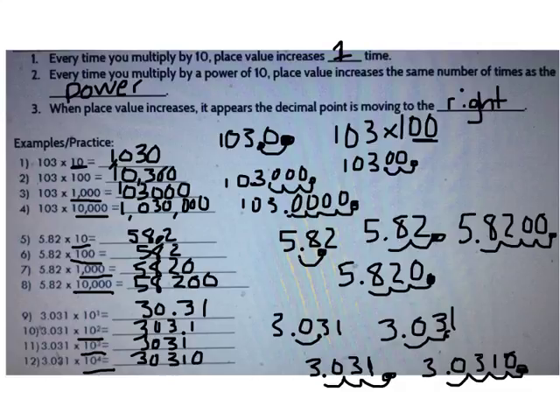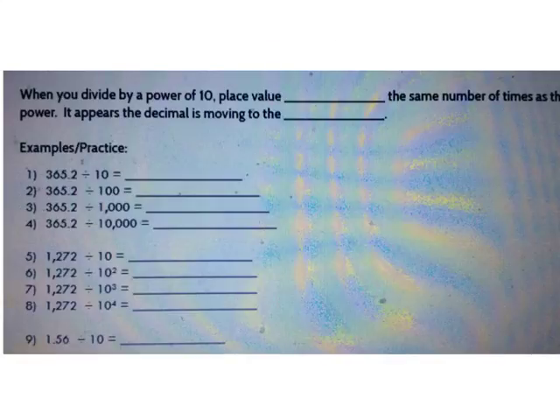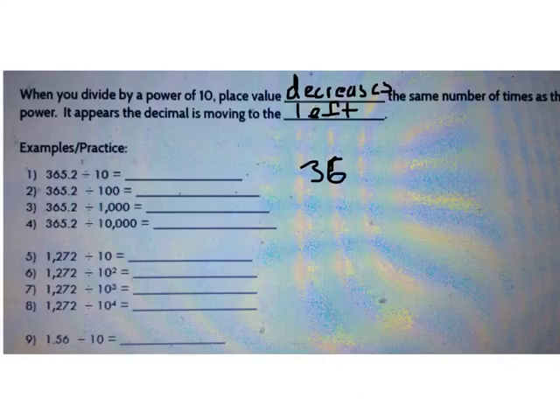Whenever I multiply by a power of 10, it appears the decimal is moving to the right the same number of times as the power. When I divide by the power of 10, place value decreases. So it appears the decimal is moving to the left. Let's try some. 365 and 2/10 divided by 10. How many times will place value decrease? It will decrease one time, so the decimal moves to the left once.